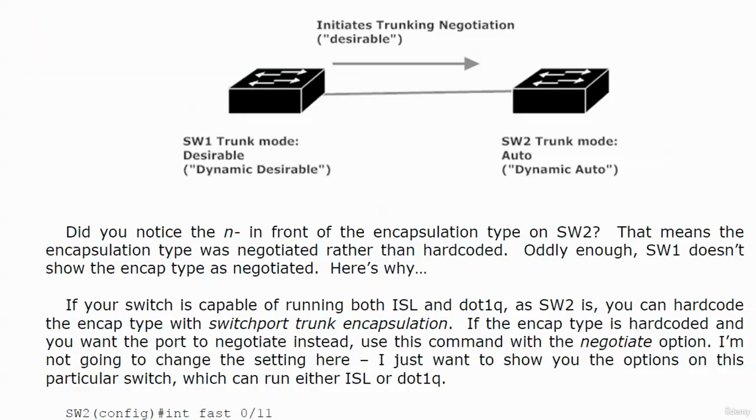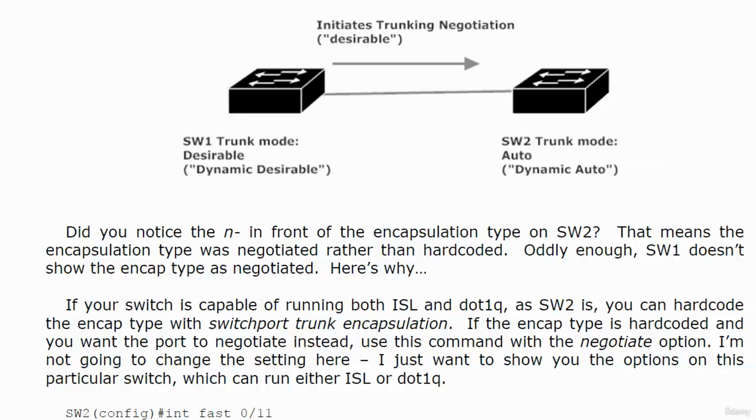Now, that N in front of 802.1q on switch 2, that means the encapsulation type was negotiated rather than hard-coded. Okay, that makes sense, but oddly enough, switch 1 didn't show the encap type as negotiated. And here's why, and this drove me absolutely crazy when I got my first 2950 switch for my lab years ago, and that's what switch 1 is. And the problem comes in whether the switch is capable of running ISL and .1q. It's not a problem as much as just a differentiation.